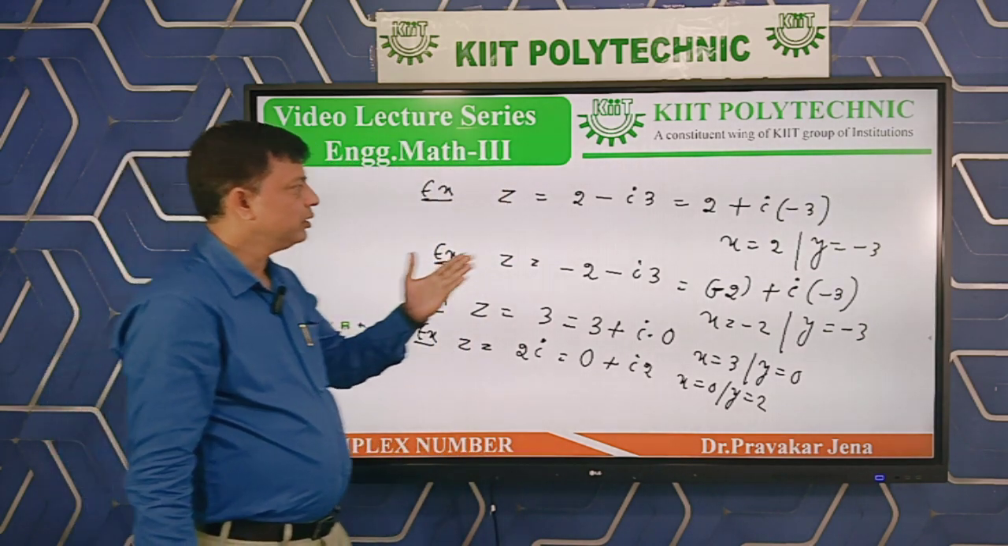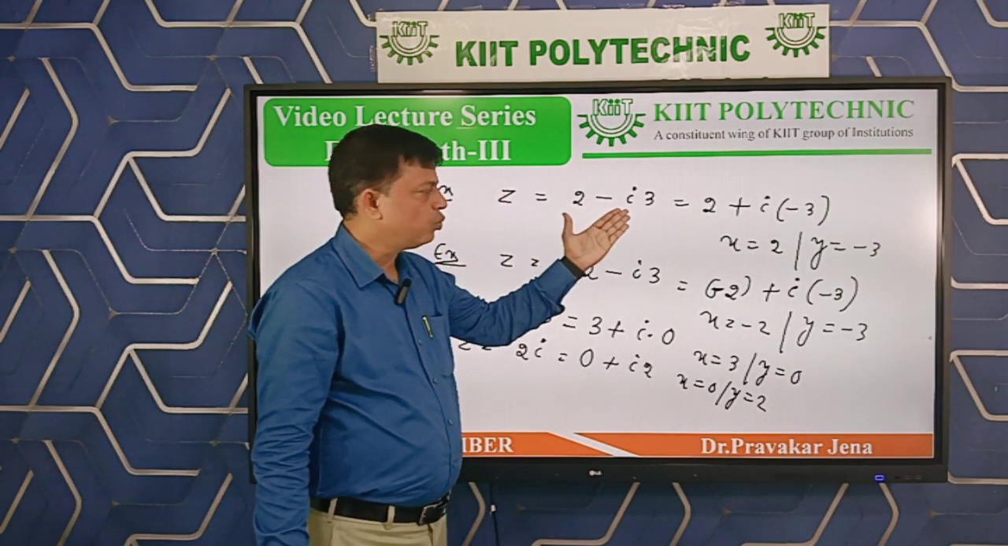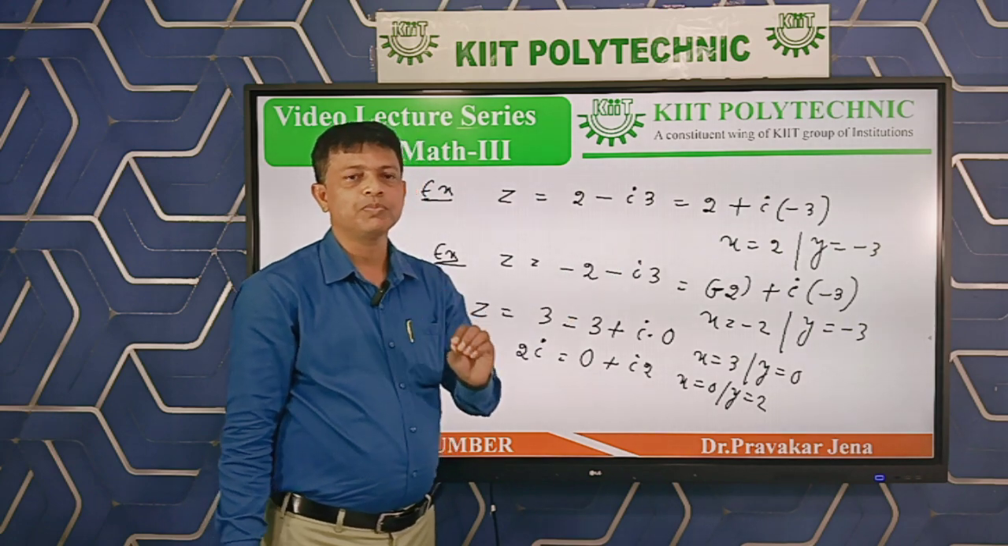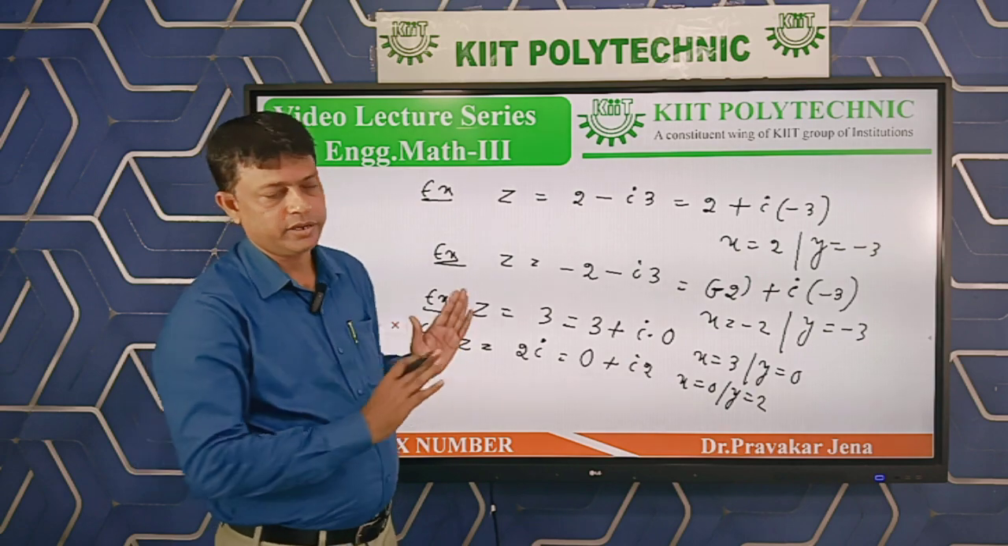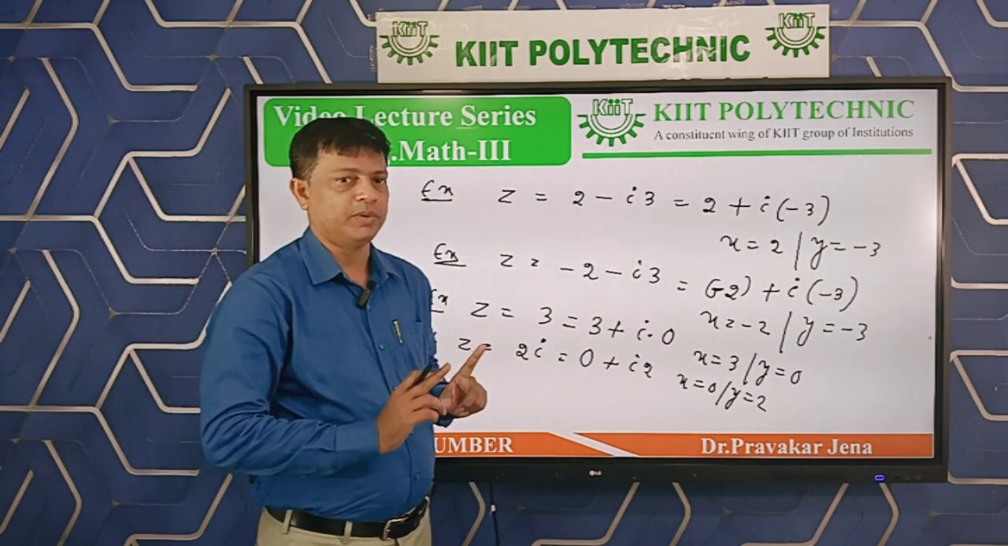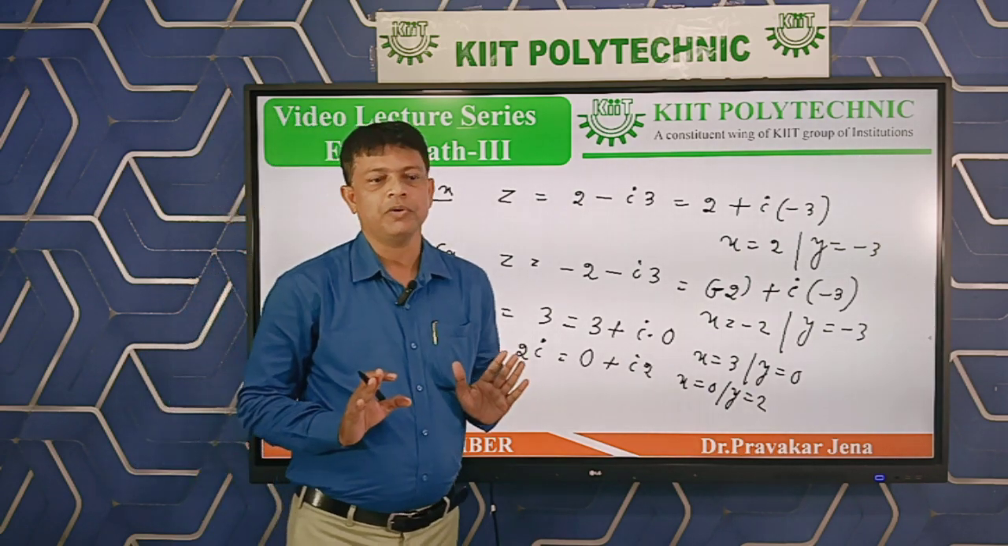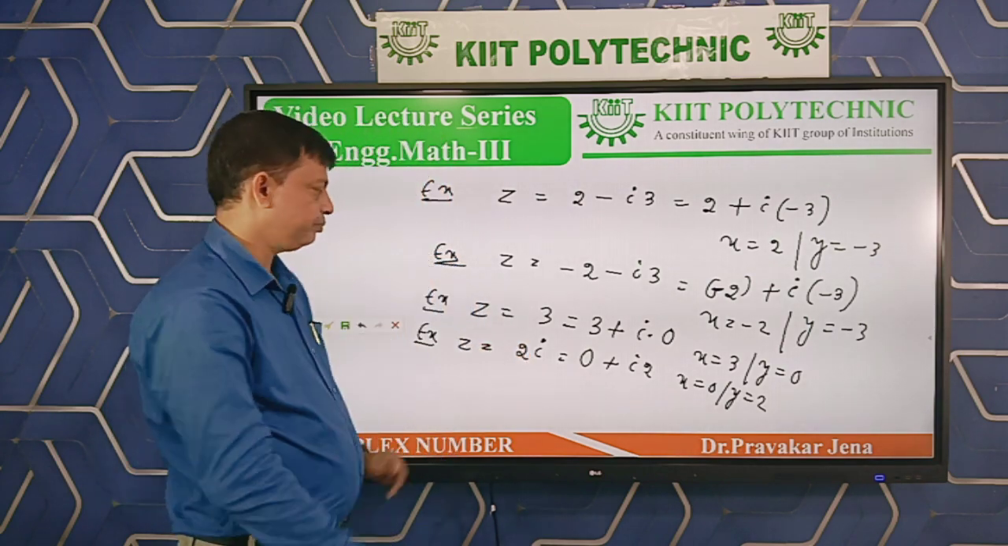If any number is in the form of 2 minus i3, you always have to transfer it into the form of x plus iy. That is a very, very important part here. You have to write all the numbers in the form of x plus iy, that means in the complex number form.